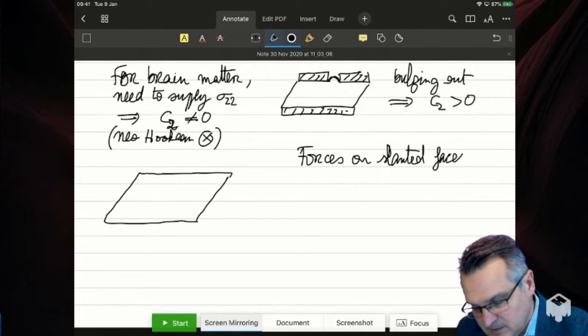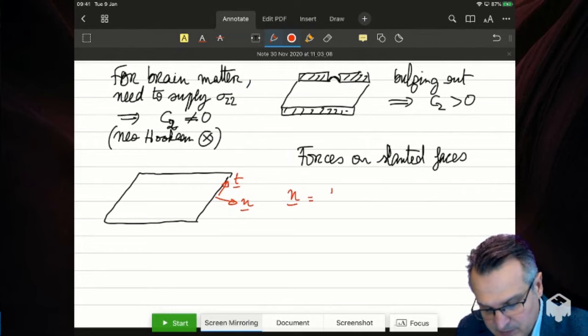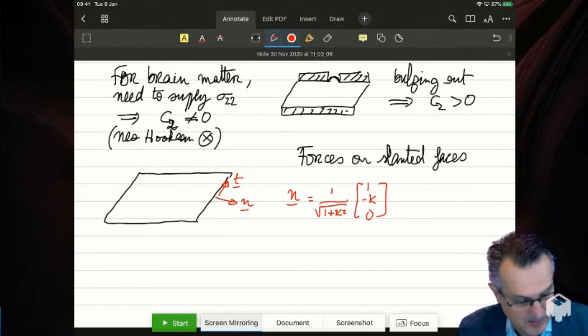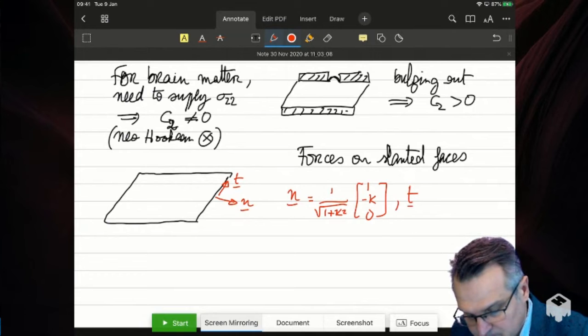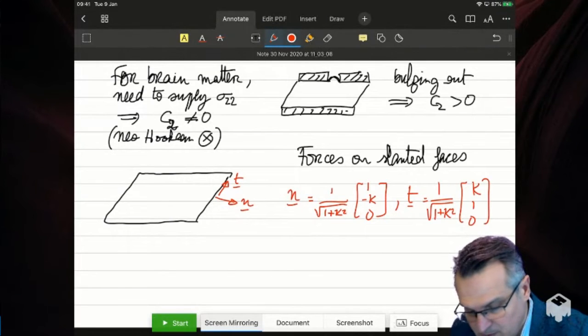Slanted faces here. So here we'll have two vectors, and we've done that before, the normal vector and the tangential vector. And we found that they were like this: 1 minus k, 0, and t, the unit vector tangent to that face is k, 1, 0.